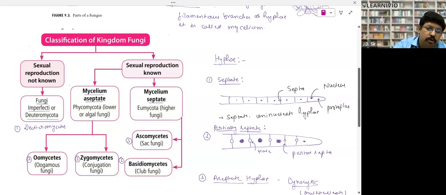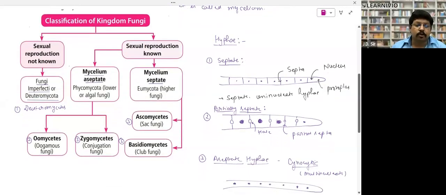Partially septate are those where in the septa there is a hole, and through this hole the organelles or nucleus cannot cross, but protoplasm can cross from here to there. They can exchange the material. So they are called partially septate fungi.